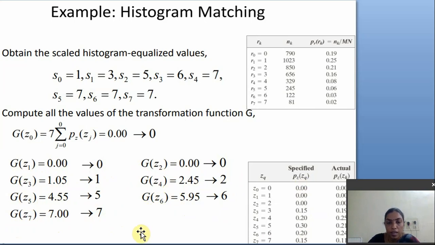So now you can get the new values. G of zq values are like 0, 0, 0, 1, 2, 5, 6, 7. Observe this one. Actual sk values are like this: 0, 0, 0, 0.19, 0.25, 0.21, 0.24, 0.11. Right? Already done in the example.